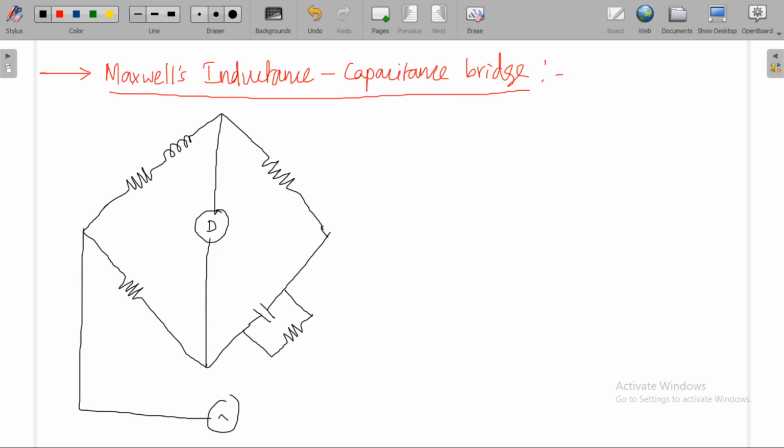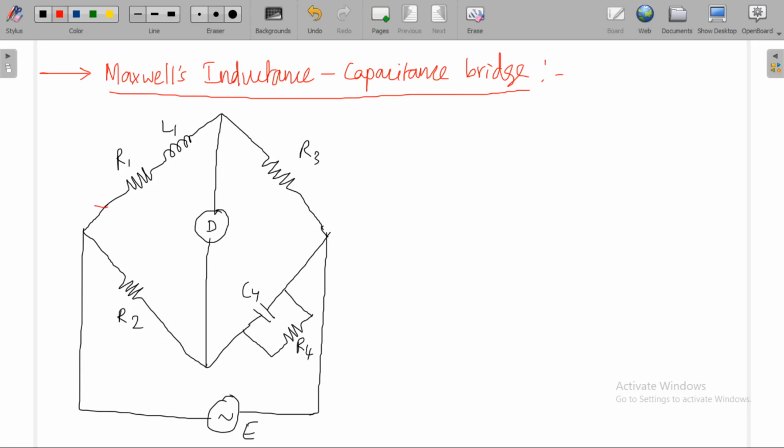Let E is the AC voltage applied to this bridge. R1 is the resistance of this resistor. L1 is the inductance of this inductor. R2 is the resistance of this resistor. R3, and this is R4 and this is C4.